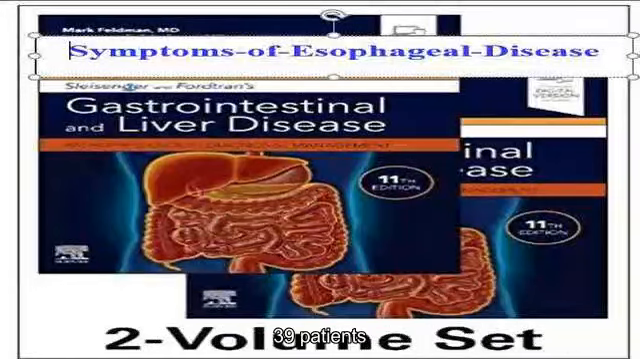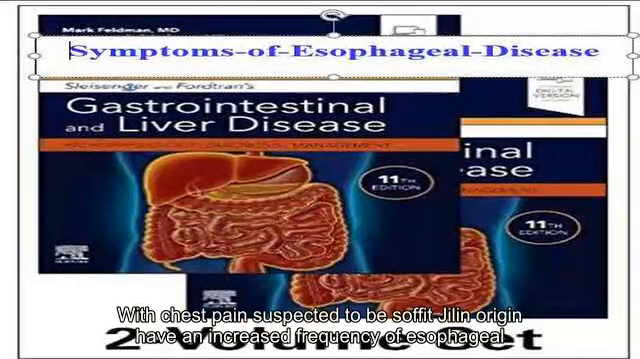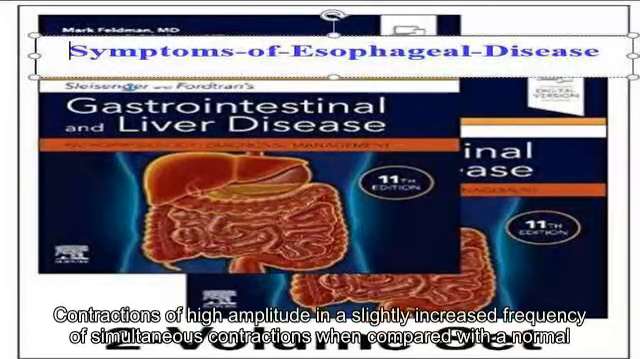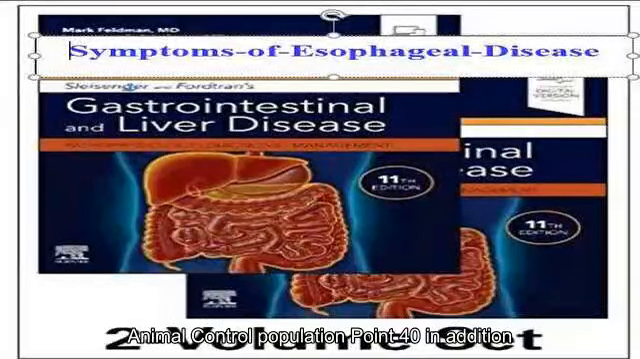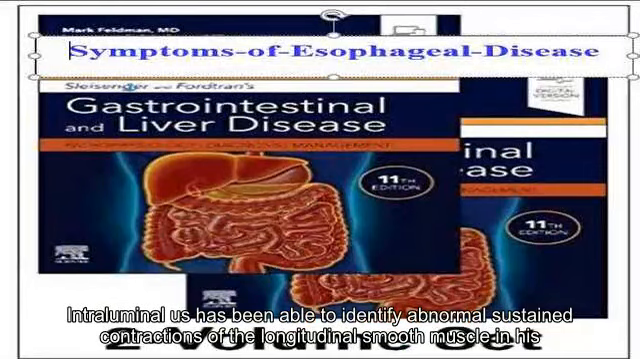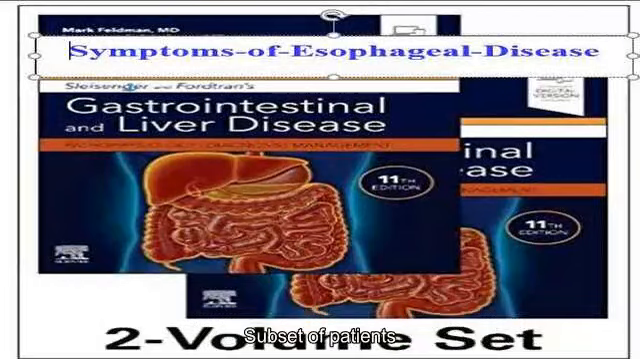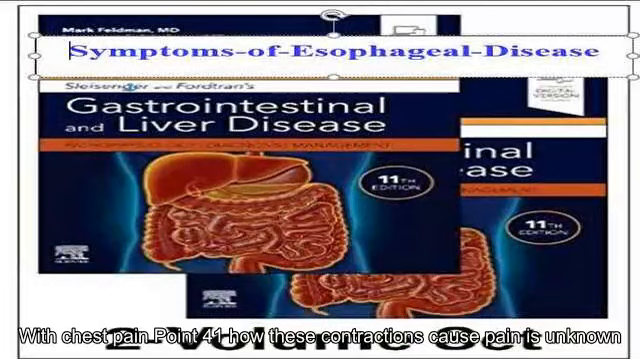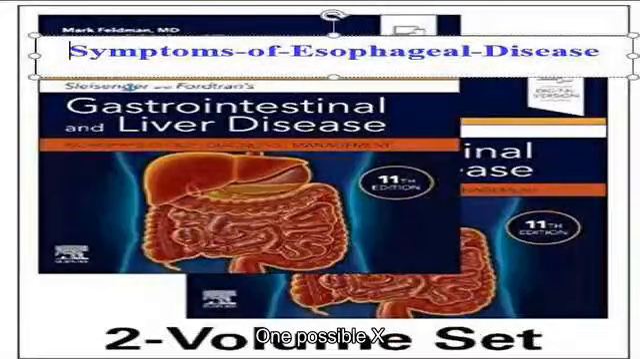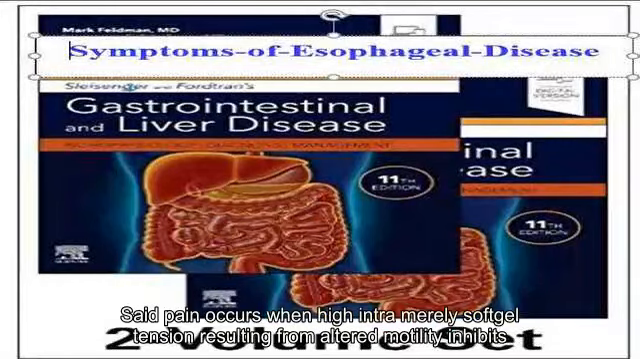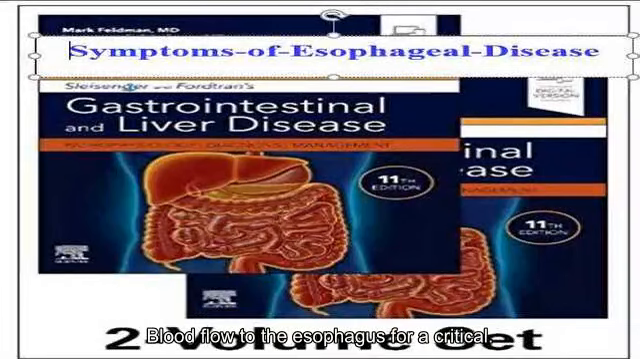Patients with chest pain suspected to be esophageal in origin have an increased frequency of esophageal contractions of high amplitude and a slightly increased frequency of simultaneous contractions when compared with a normal control population. In addition, intraluminal US has been able to identify abnormal sustained contractions of the longitudinal smooth muscle in a subset of patients with chest pain. How these contractions cause pain is unknown. One possible explanation is that pain occurs when high intramural esophageal tension resulting from altered motility inhibits blood flow to the esophagus for a critical period, i.e., myoischemia.